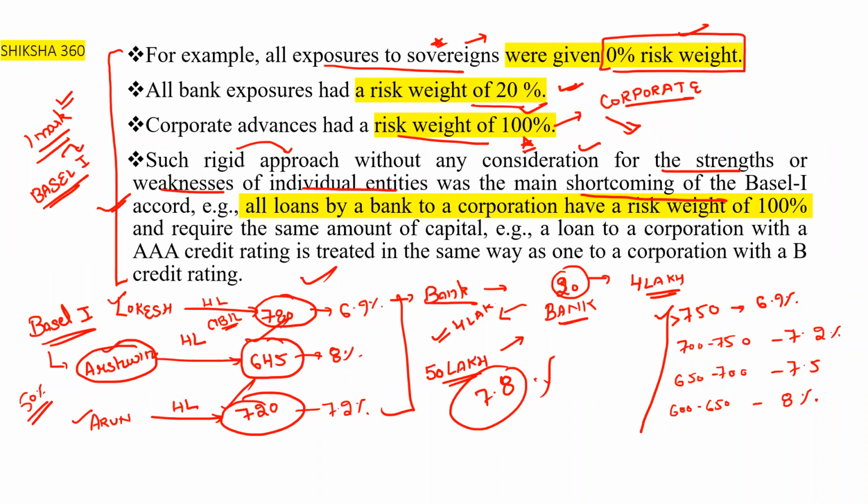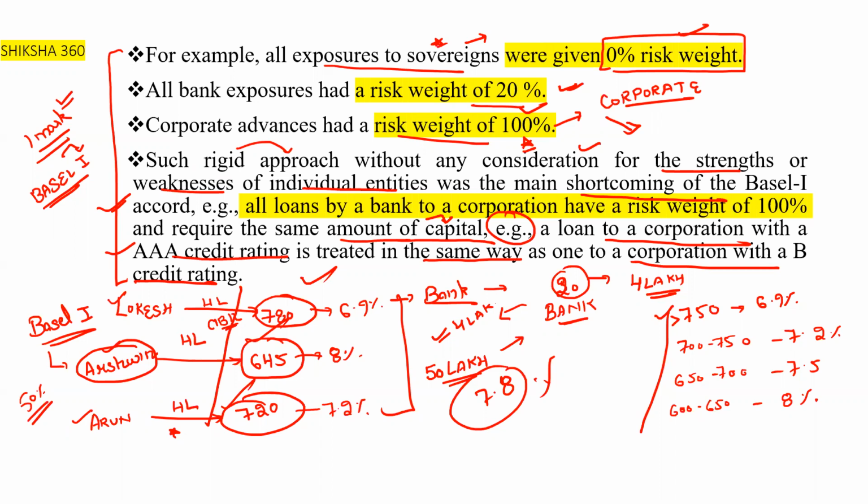Example: all loans by a bank to a corporation have a risk weightage of 100% and require the same amount of capital. A loan to a corporation with a AAA credit rating is treated in the same way as a loan to a corporation with a B credit rating.